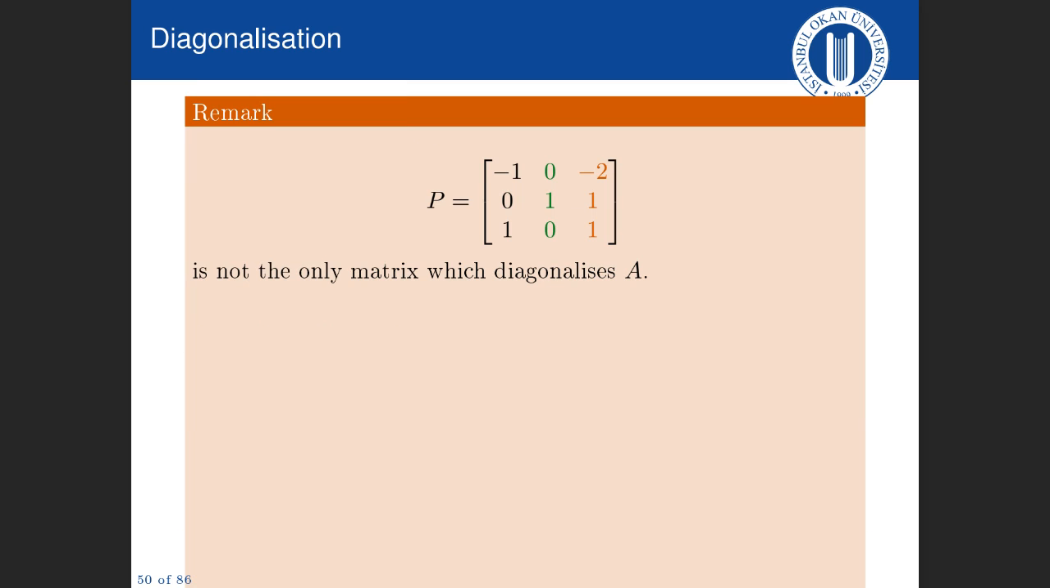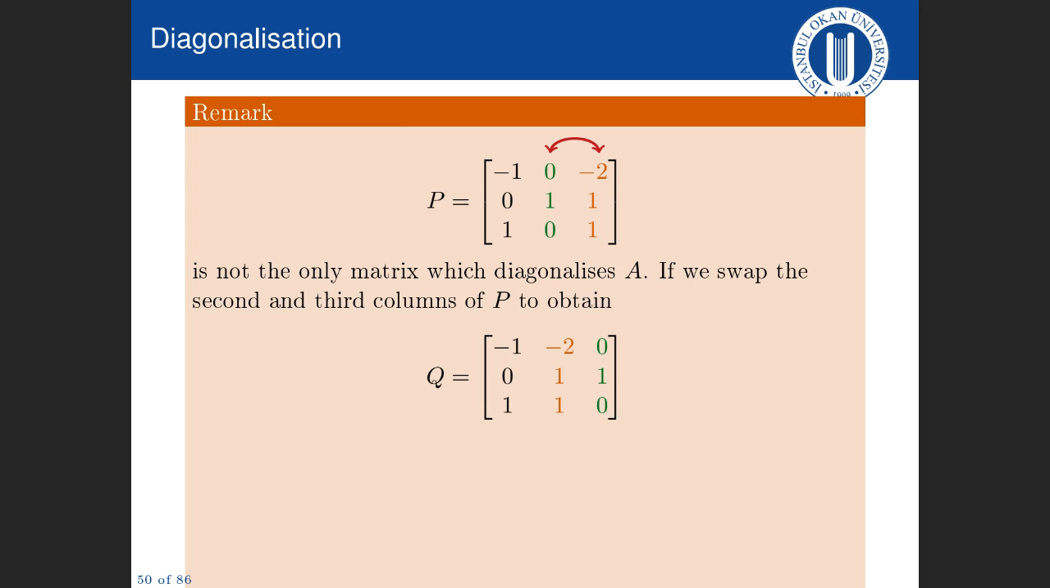I'd also like to remark this is not the only matrix which diagonalizes A. We didn't have to write the eigenvectors in this order. If we wanted to, we could write the eigenvectors in a different order. Let's suppose we switch the second column and the third column around. Then we would get a new matrix Q, which also diagonalizes A. The columns of Q are still linearly independent eigenvectors of A, so Q still diagonalizes A.